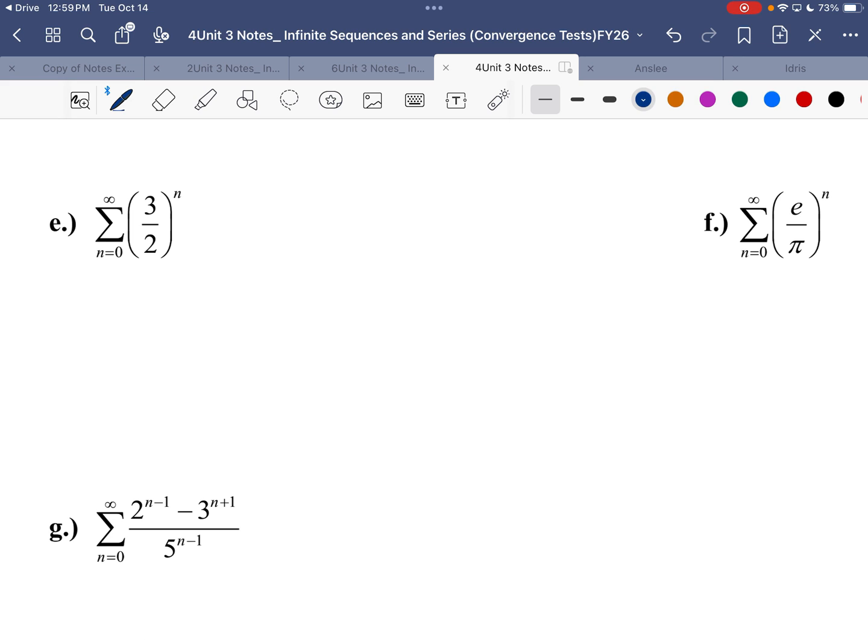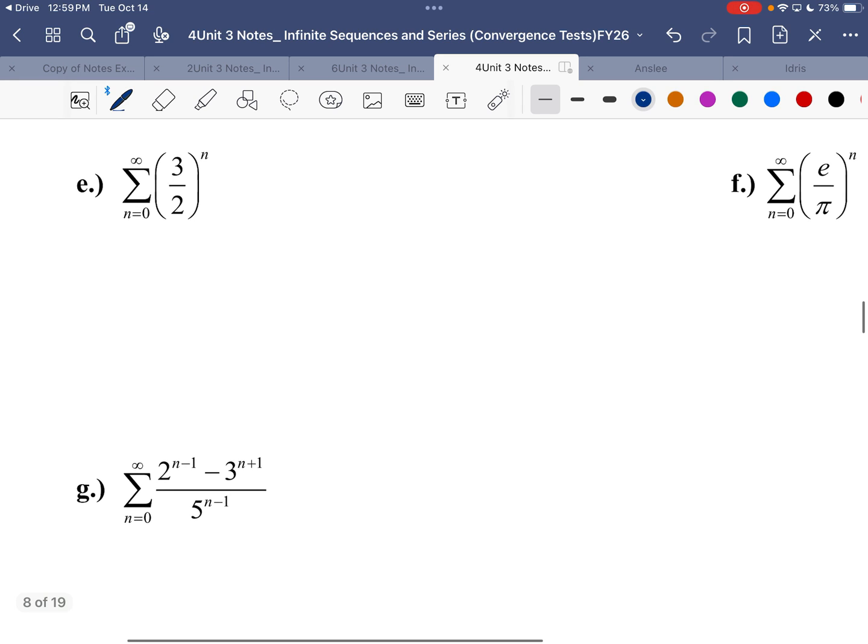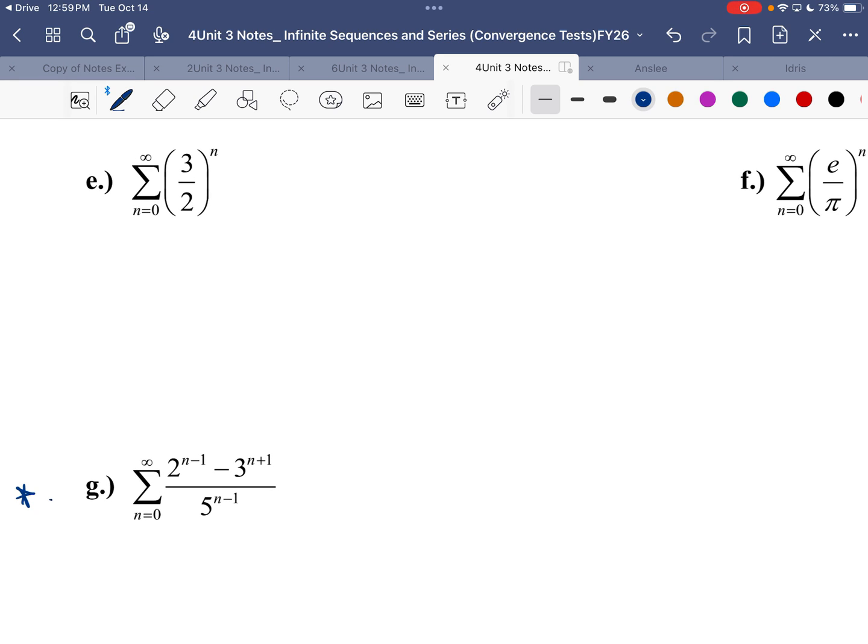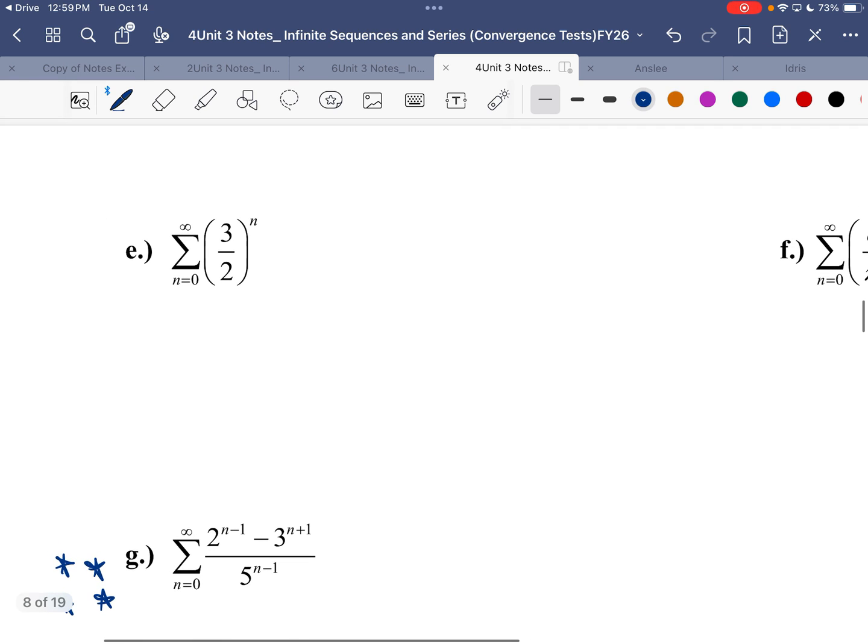These, I think, are, well, E's not tricky, but F maybe will trick you. And G, we're going to put some stars by. I asked G on a quiz last year or something like this, so it's okay. You're not just babies. You are smart toddlers.